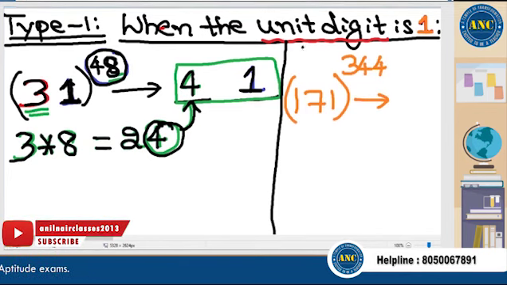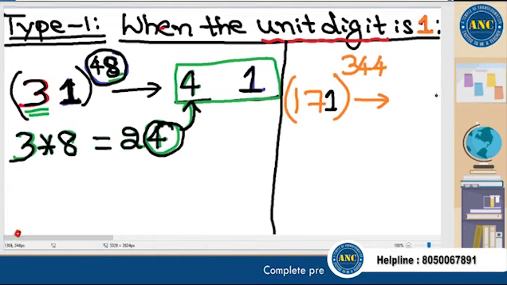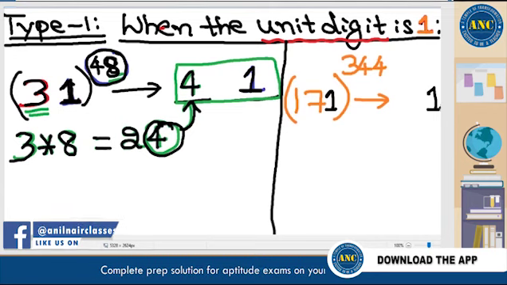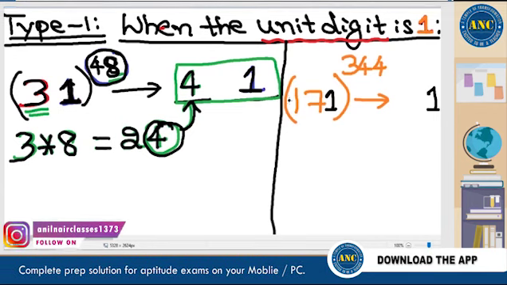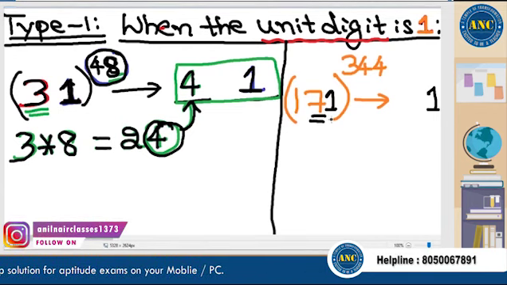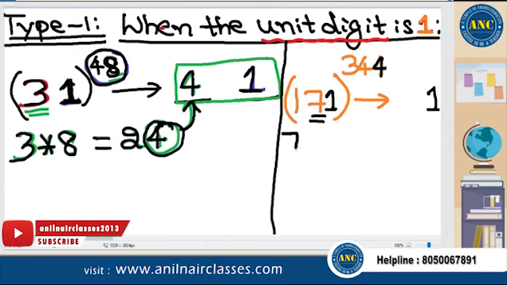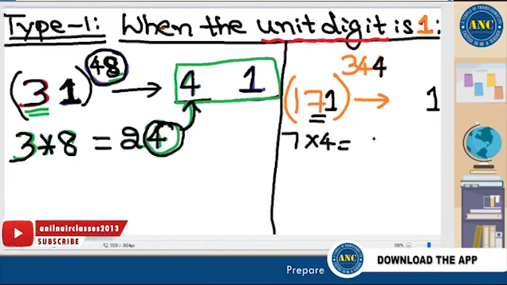Unit digit in the base is 1. 1 power any number is 1. That 1 should be the unit digit in my answer. That is my step number 1. Step number 2. What is the tens place in the base? It is 7. Tens place in the base is 7. What is the units place in the power? It is 4. Multiply both of them. 7 into 4 is 28.